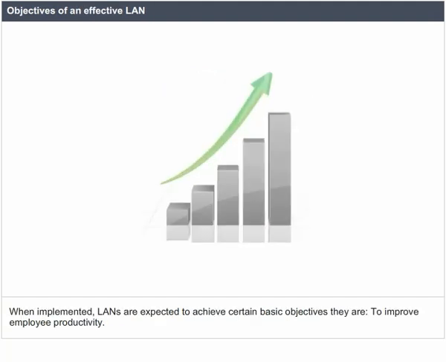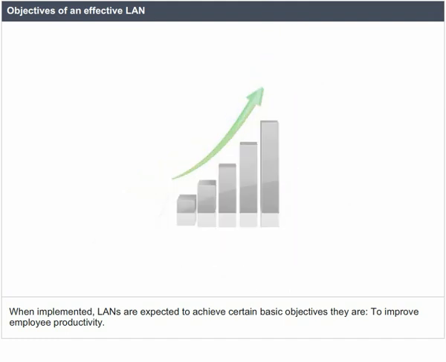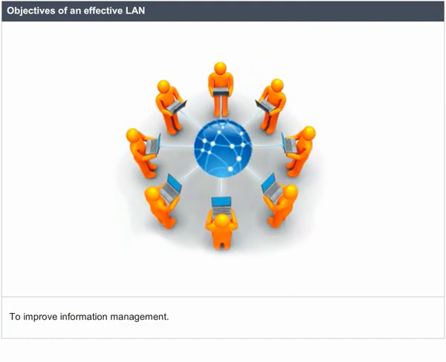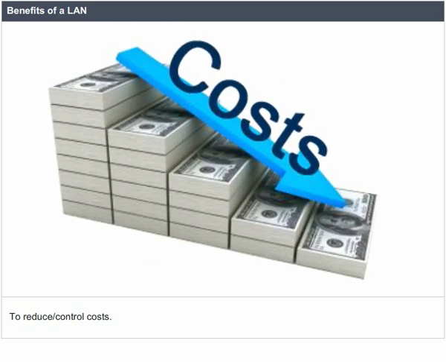Objectives of an effective LAN. When implemented, LANs are expected to achieve certain basic objectives: to improve employee productivity and to improve information management. Benefits of a LAN. Also, when implemented, LANs are expected to achieve certain benefits: to improve interaction between staff, and to reduce or control costs.